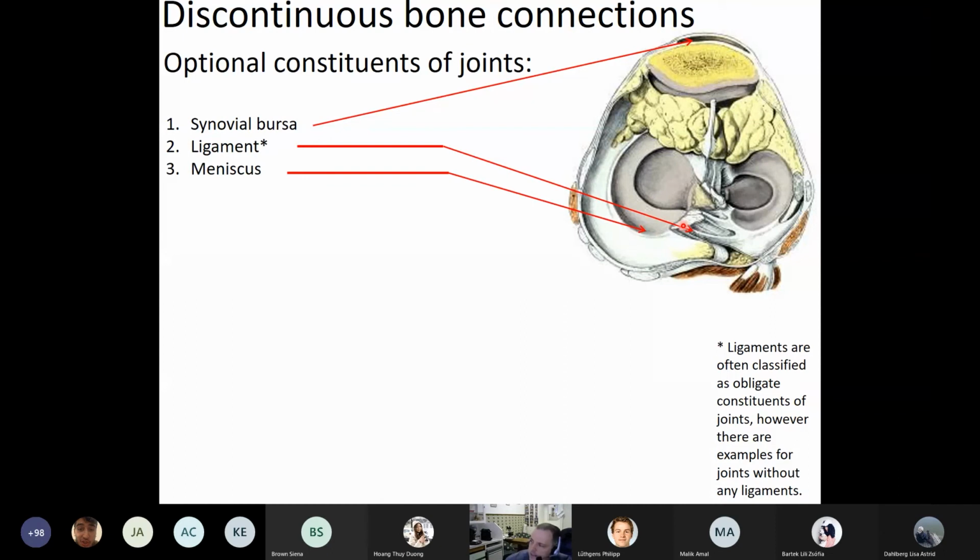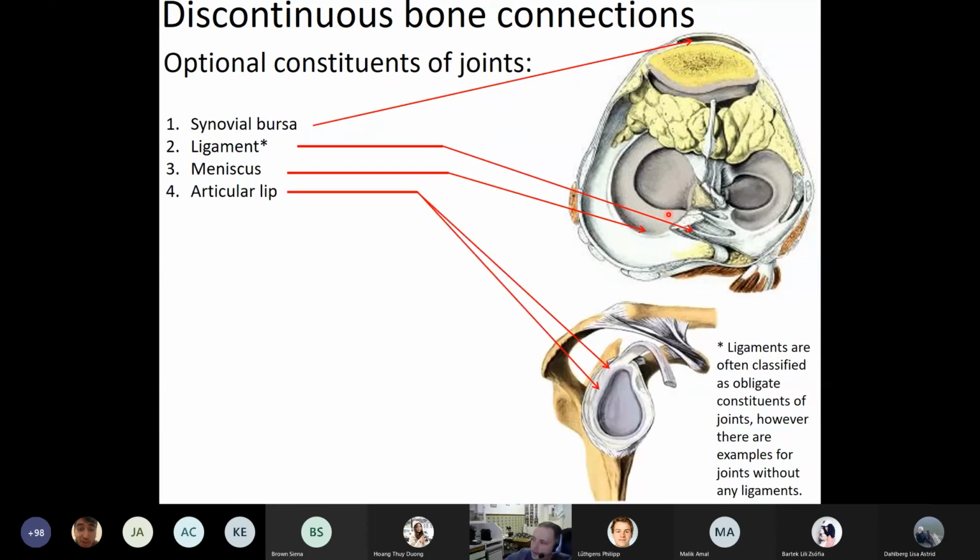The meniscus is a rare optional constituent. It's found in humans in the knee joint. You will get classes about the knee joint. There are two menisci in the knee joint. They fill the gap between the articulating surfaces if they do not fit anatomically with each other. There is a so-called incongruence between the surfaces, which means that anatomically they don't really fit. Then there is a piece of cartilage in between the articulating surfaces to equalize the anatomical difference between them. In some joints, we have articular lips.